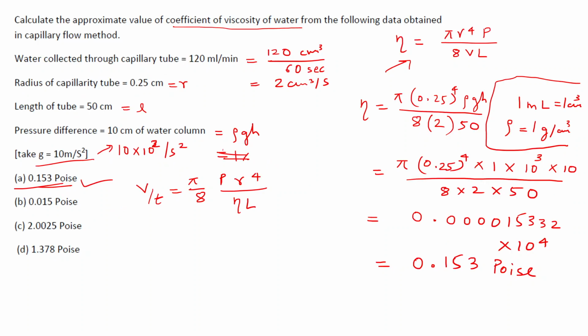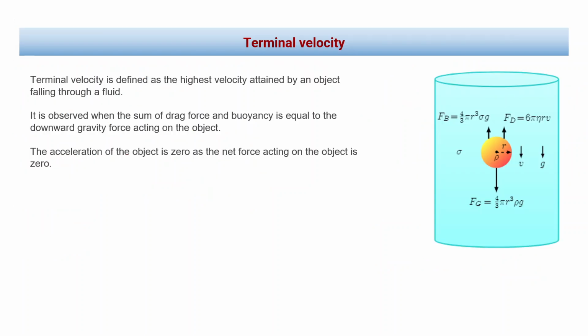Okay, now moving on, these were the questions based on the coefficient of viscosity. Now we need to understand an important concept, which is terminal velocity. What happens is, if we have a container full of liquid and there is a spherical shaped body which has been put into it, if its density is less than the density of the liquid, we know it will float, right?